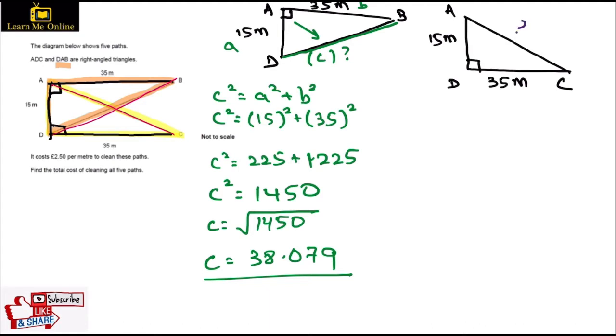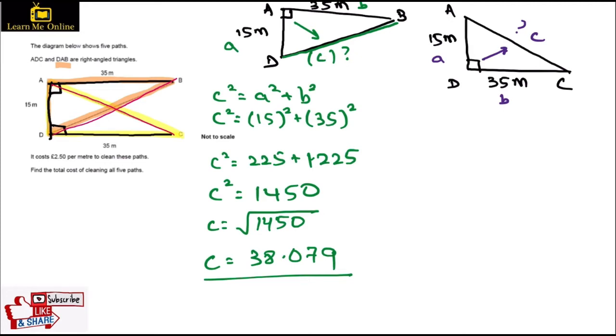So to find out this length now, we need to see what this letter is, because it's opposite to the 90 degree. So it's the hypotenuse. And we always say the hypotenuse is labeled with the letter C, where the other two are A and B. We do the same working out.